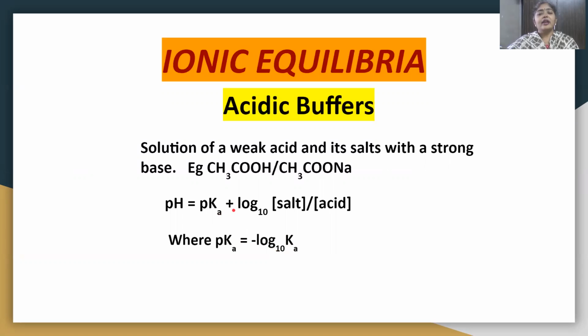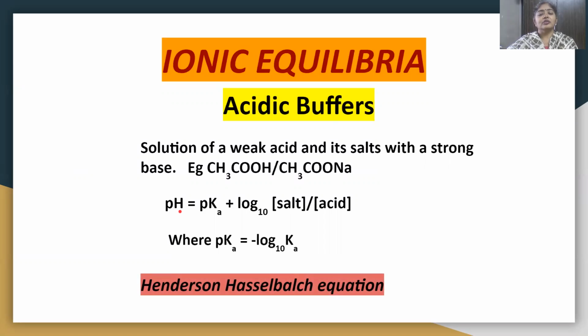Now to this you have to add the log of the ratio of the concentration of salt to acid. So then you get the value of pH of that particular solution. So this pH will be the pH of the acidic buffer that you have prepared. So how is this acidic buffer prepared? By mixing together a weak acid and a salt of the same weak acid with a strong base. So here we have taken acetic acid and sodium acetate. Now this equation that we make use of to calculate the pH is called the Henderson-Hasselbalch equation.